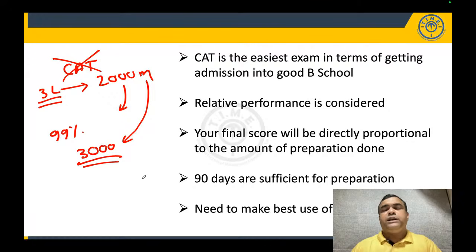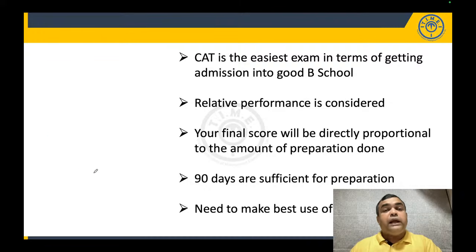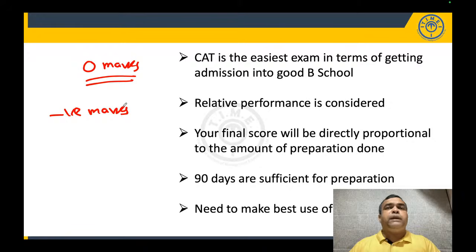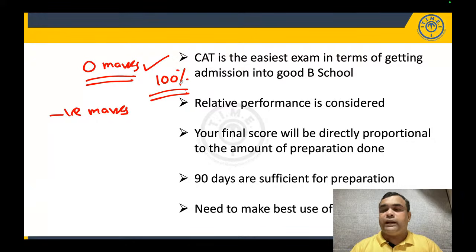Let me give a hypothetical situation also. Let's say the CAT paper is so difficult that you did not attempt a single question. You got 0 marks. I'm not scaling the score. Everybody else attempted some questions and got everything wrong. So others got negative marks because they attempted something and got it wrong. You got 0 marks. So on your scorecard, it will be written 0 marks and 100 percentile.